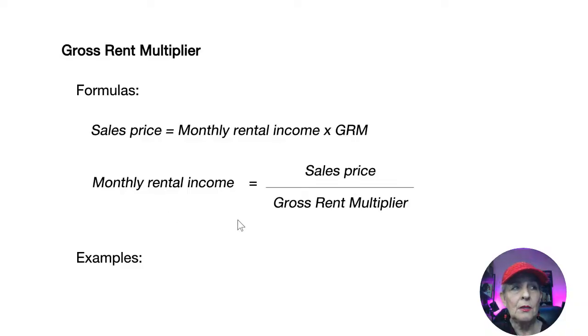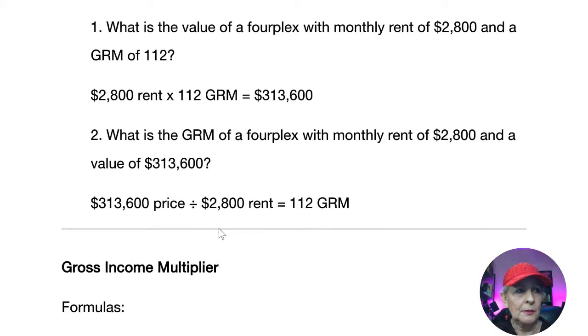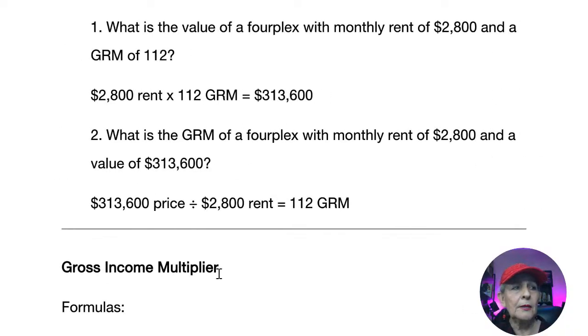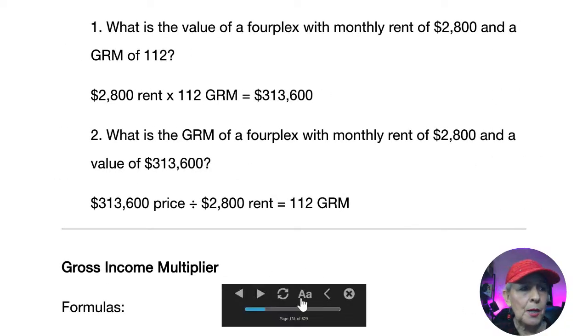Once you do a few of these, you'll get to understand. You have a sales price, monthly income, and then the gross rent multiplier. So gross rent multiplier, then gross income multiplier.